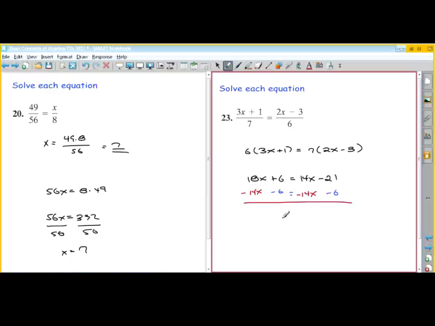Everything should cancel out. 18 minus 14 is 4. This goes to 0. This goes to 0. This goes to -27. And then you divide by 4. So you get x is equal to -27/4.